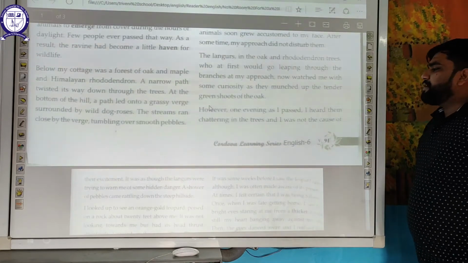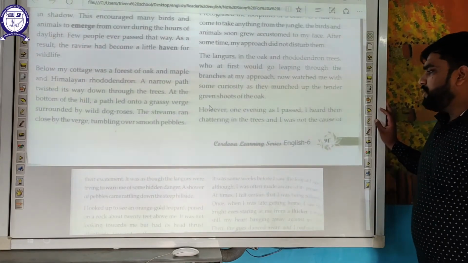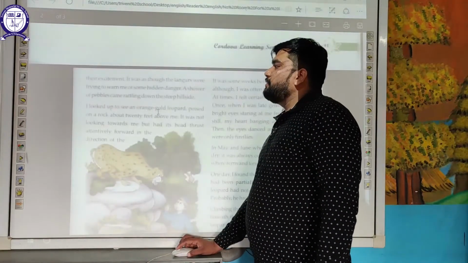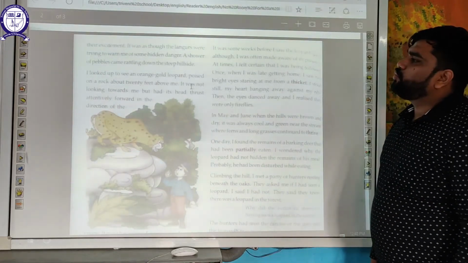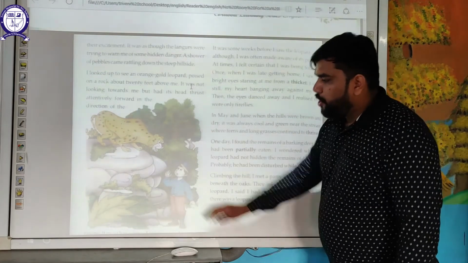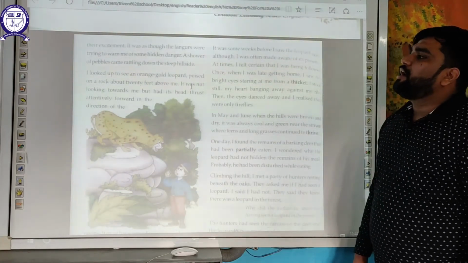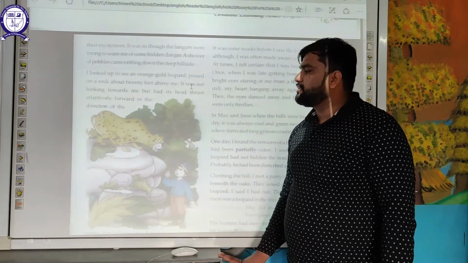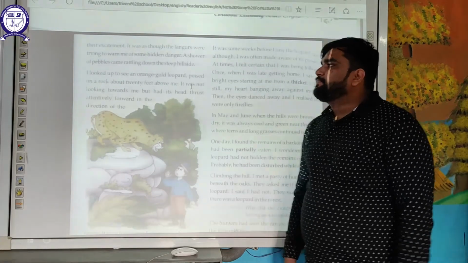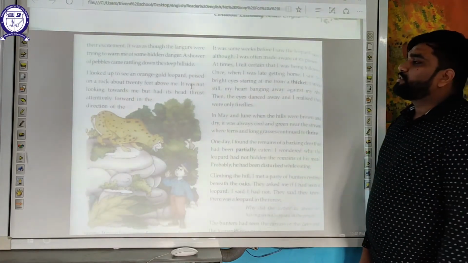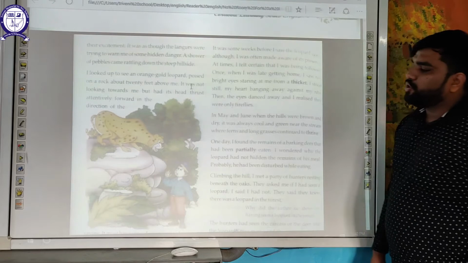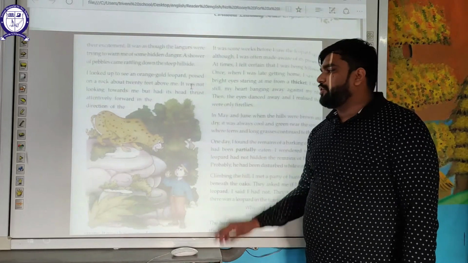However, one evening as he passed, he heard them chattering in the trees, and it was not because of the writer actually. It was as though the langurs were trying to warn me of some hidden danger. The langurs were trying to warn the writer about some hidden danger. A shower of pebbles came rattling down the steep hillside. A few pebbles came down towards the writer. When the writer looked up, he saw an orange gold leopard perched on a rock about 20 feet above him. So the writer found that there was a leopard over there, 20 feet above him.